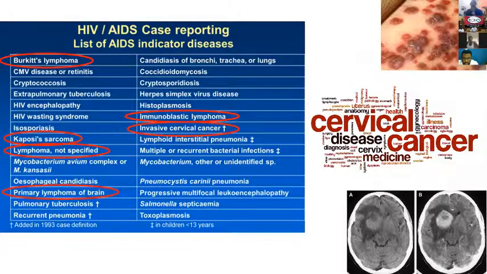So this is more or less a list of the AIDS-defining conditions that we're all very well familiar with. And those diseases circled in red would be the neoplastic conditions that are in fact AIDS-defining, so-called AIDS-defining cancer. So Burkitt's lymphoma, immunoblastic lymphoma, invasive cervical cancer, which was added in 1993, Kaposi sarcoma, lymphoma not otherwise specified, and primary lymphoma of the brain. So pretty much they're all non-Hodgkin type lymphomas. The top picture is a picture of someone with Kaposi sarcoma, and the bottom image is someone with primary brain lymphoma.